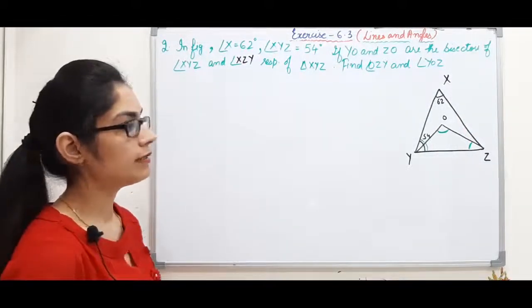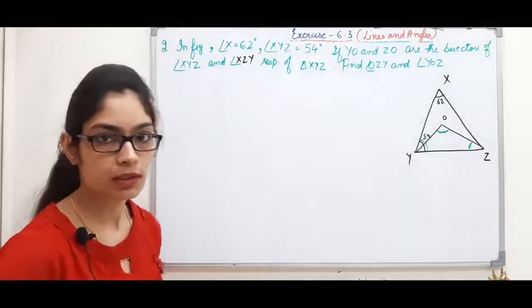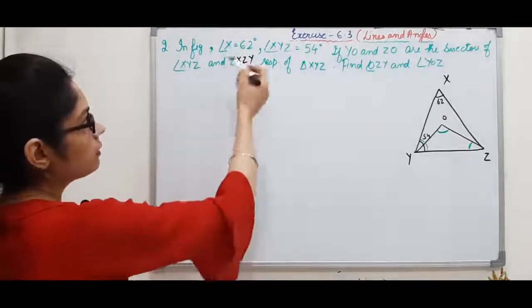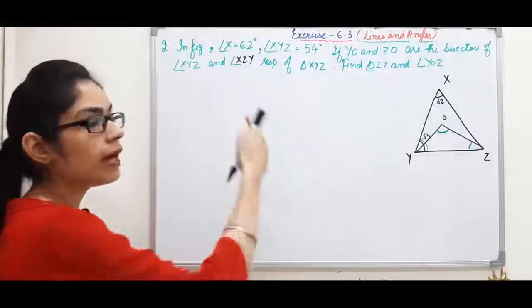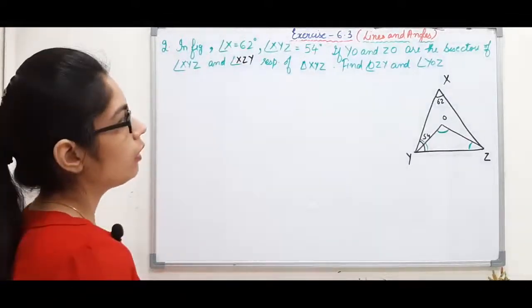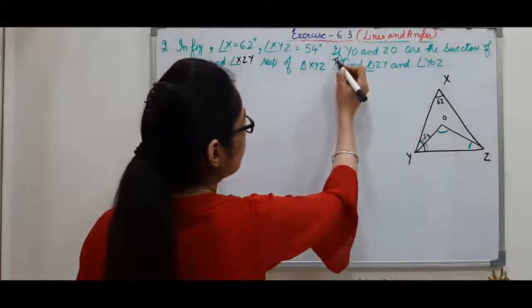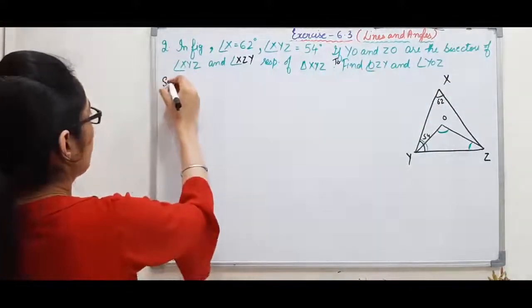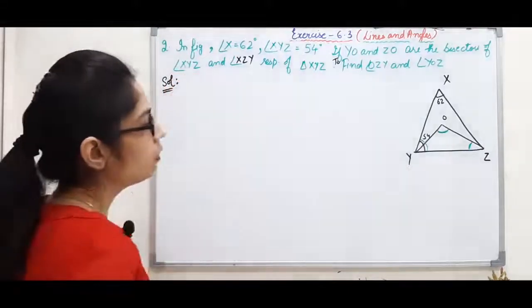So we have to start the same way. First of all, we have to write all the given things. Then here in given you can mention angle X. So whatever is given to us, the same thing as it is you can mention. Now in to find, these two angles we can mention. Now let's start with the solution.